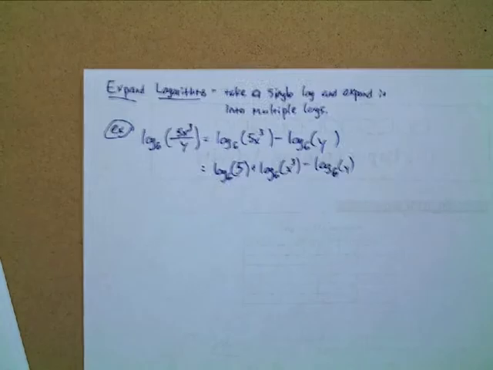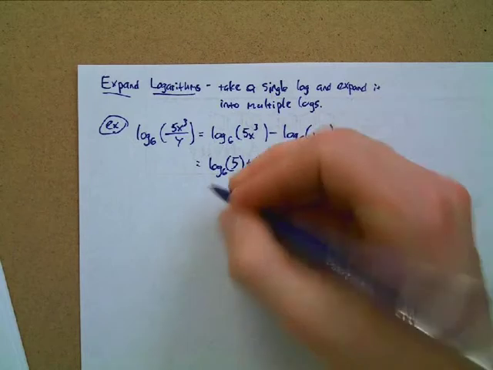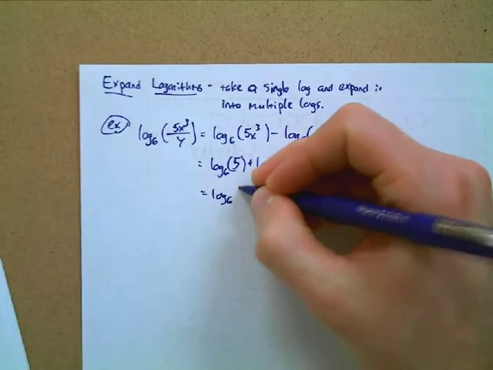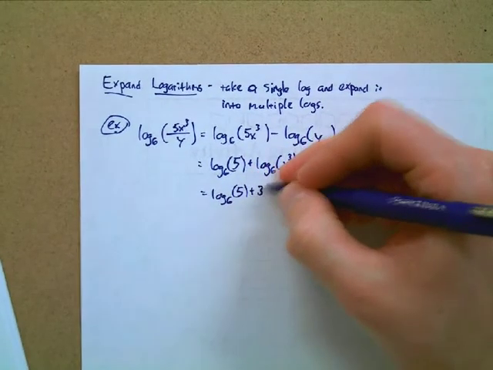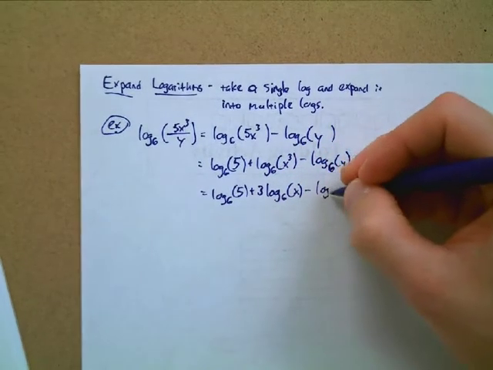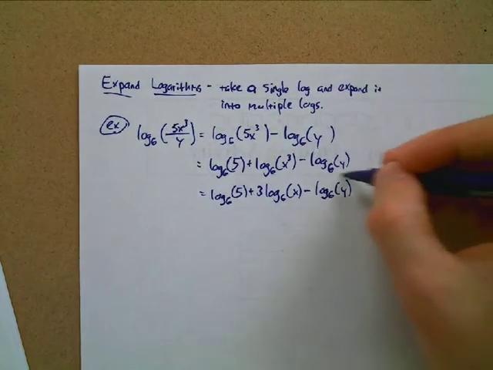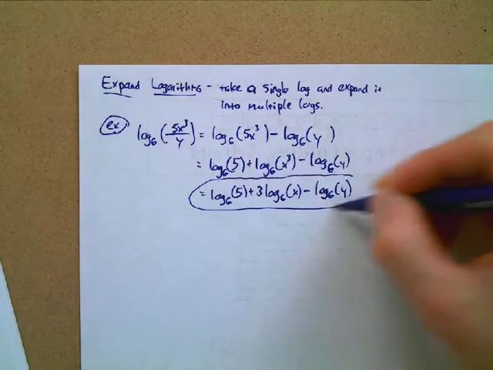Okay? So you can kind of think of this as unsimplifying, right? We took one logarithm and we're unsimplifying. We're expanding it out. Okay? And now, Julian, what can we do? One more simplification step here. Now we can move this 3 in front of the logarithm right here. So we'll have log base 6 of 5 plus 3 log base 6 of x minus log base 6 of y. And there is our most expanded form right there.